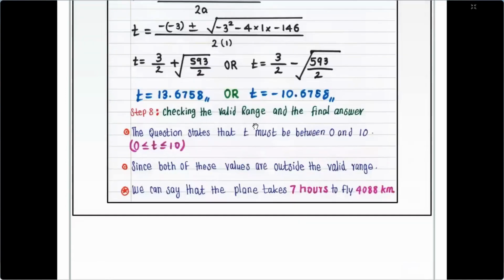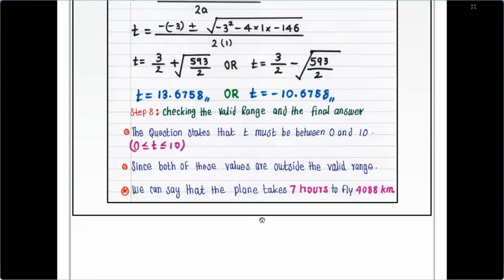Step 8, checking the value range and the final answer. The question states that t must be between 0 and 10. Since both of these values, t equal 13.6758 and t equal minus 10.6758, are outside the range, we can say that the plane takes 7 hours to fly for 1088 kilometers. So we have discussed question number 2.